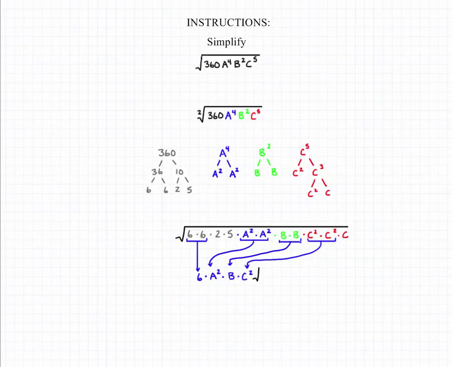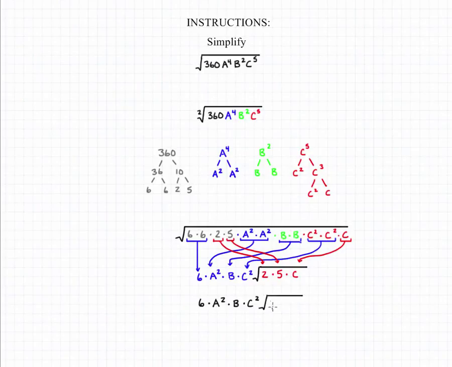Now what we have left over is that 2, the 5, and the c. And so they're going to have to remain in the root, and we multiply them. So we have 2 times that 5 times the remaining c. And so we can rewrite everything without the arrows to keep it clear.